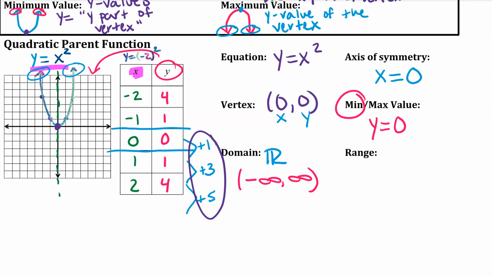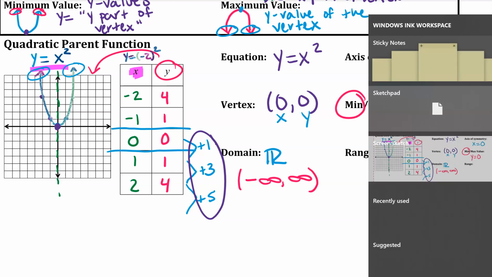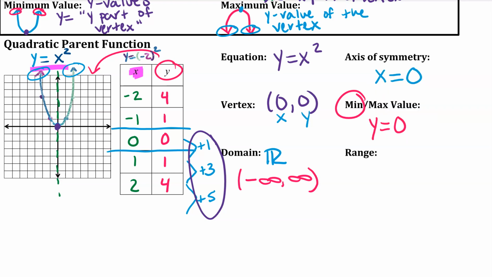Now my range. This is an upward facing parabola, so the y's are getting bigger from your vertex, right? Your vertex is always going to be part of the range. So I start at 0, so I'm going to include 0 with a bracket because it's part of the line. So 0 to +infinity because they're getting bigger. Or if you're using inequality notation, you would say y is greater than or equal to 0.